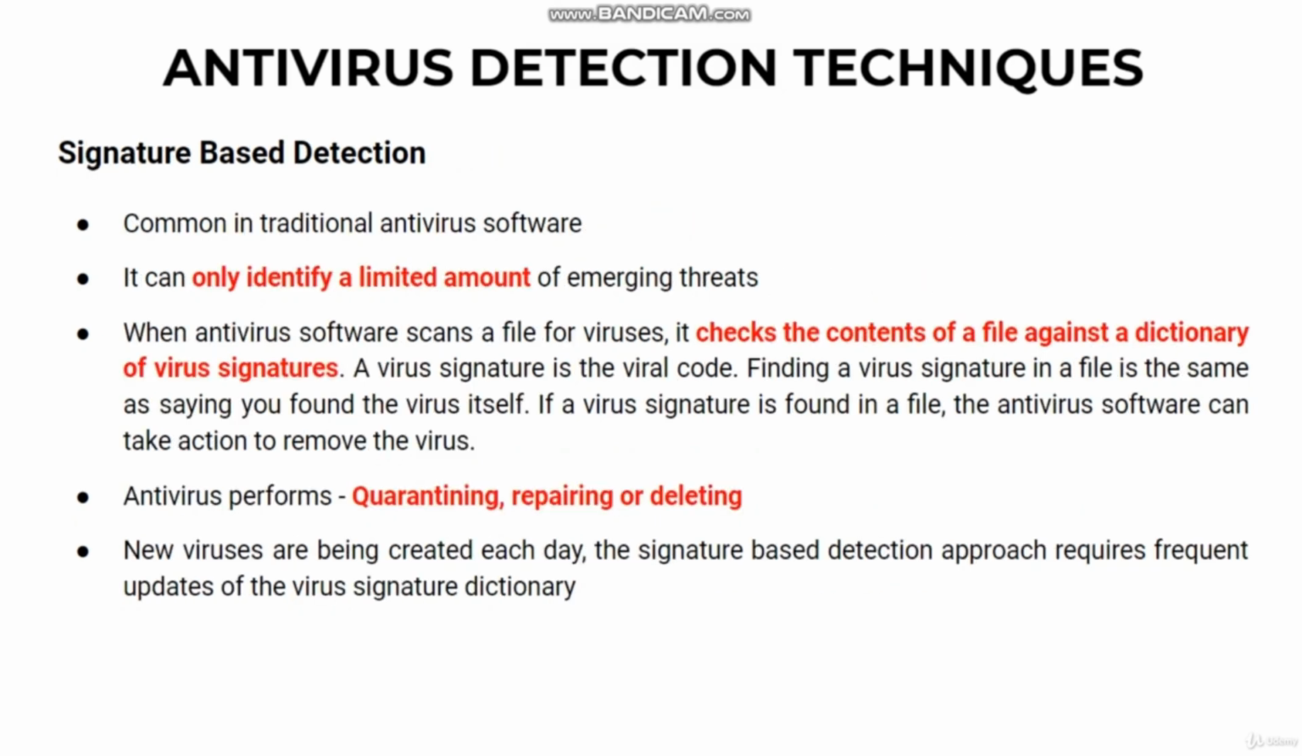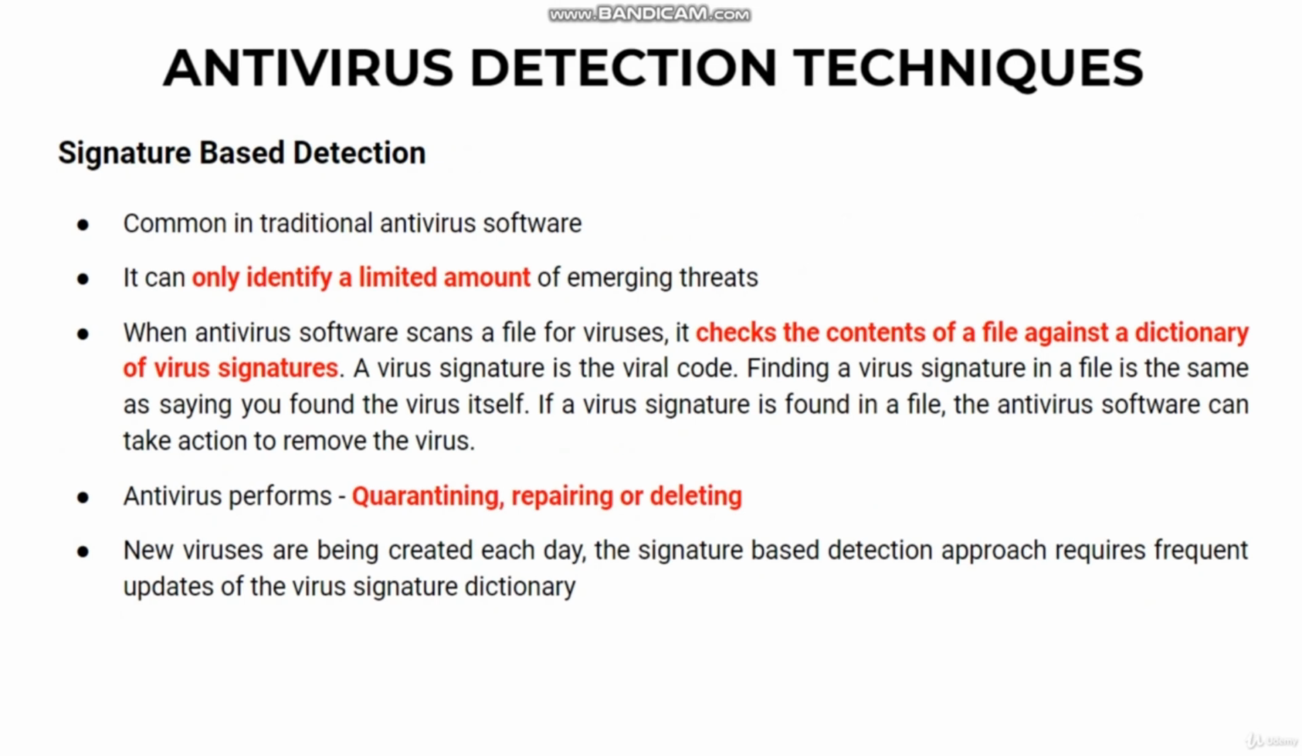So signature based detection is the most common method that antivirus software uses to identify malware. This method is somewhat limited by the fact that it can only identify a limited amount of emerging threats, that is, generic or extremely broad signatures.